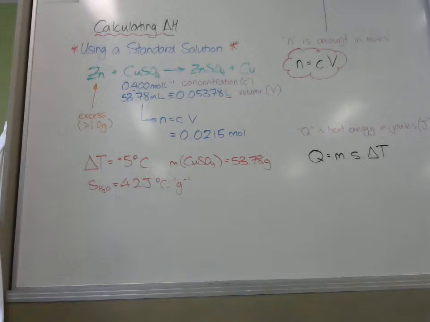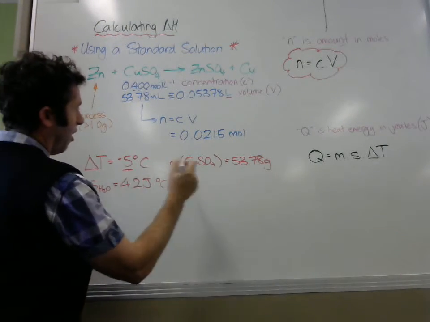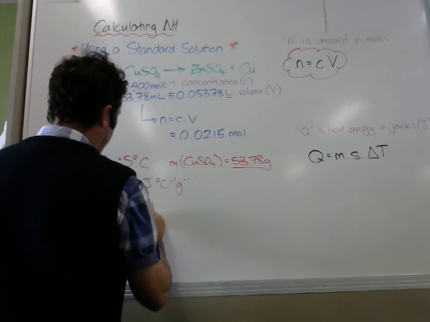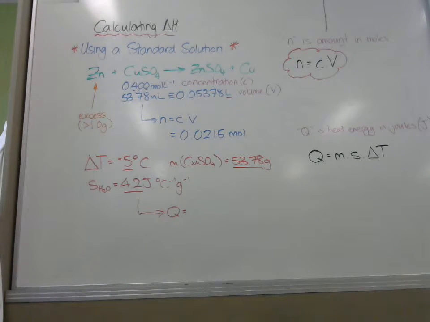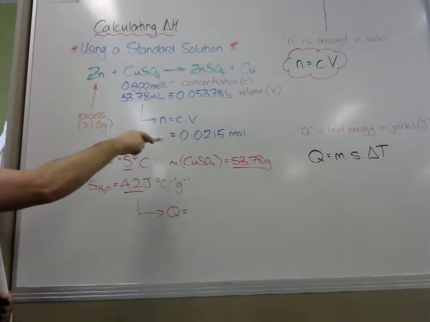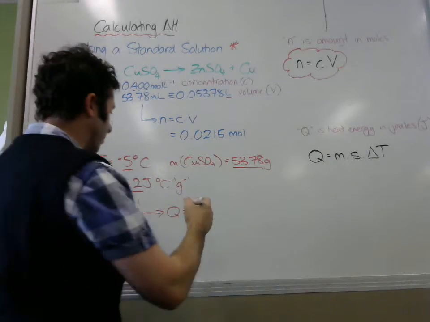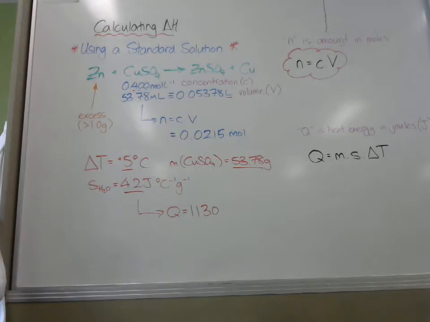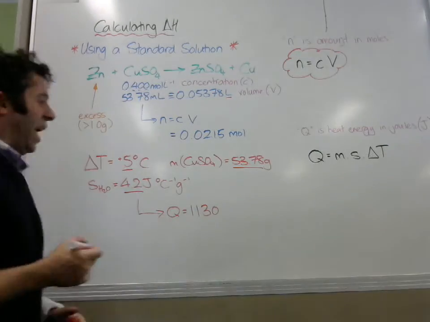I'm going to need some help again with this, please, because those numbers are too complicated. Taking this information here, 53.78 and 4.2, I need to know my Q value, please. So 53.78 times 4.2 times positive 5 is 1,129.38. Let's go to 3 significant figures to be consistent with what we had there. So 1130 joules.